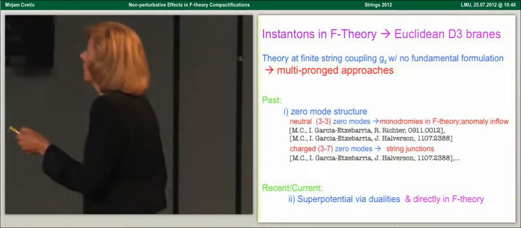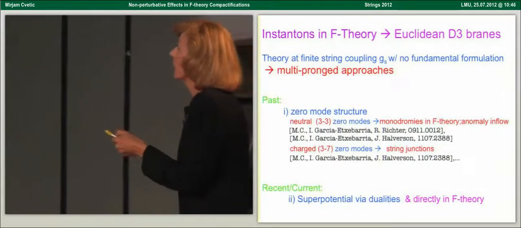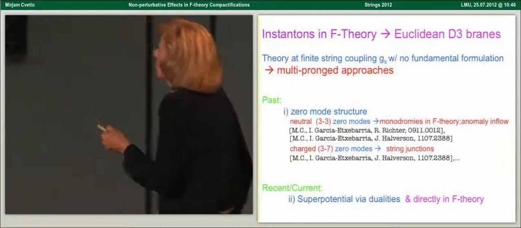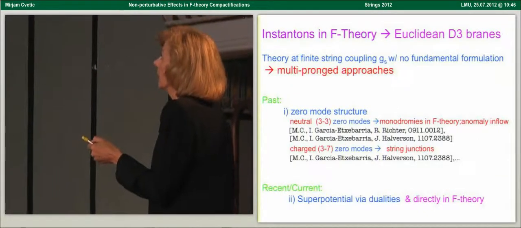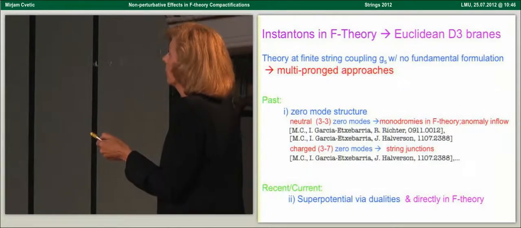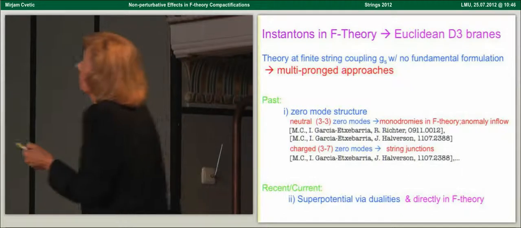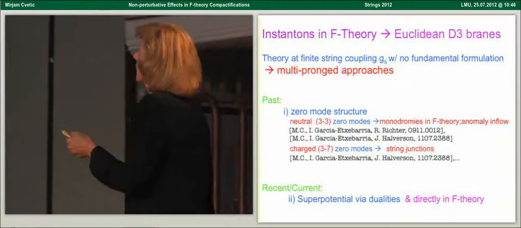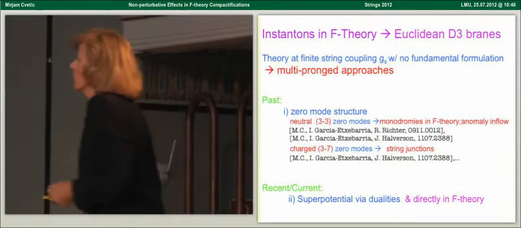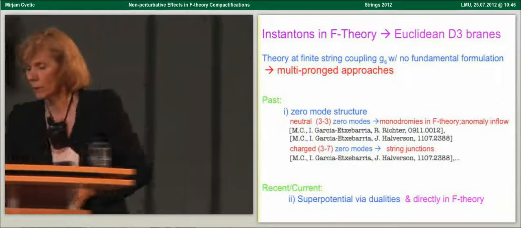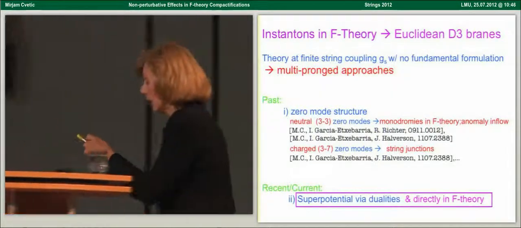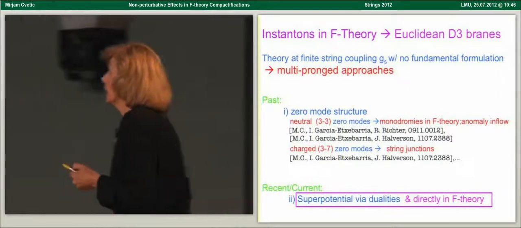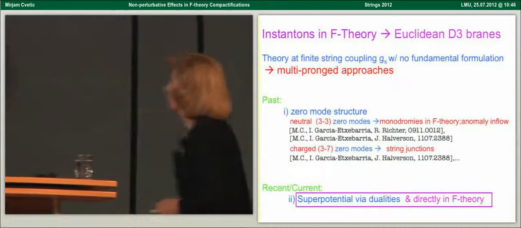And this approach is in some series of papers, in particular with Iñaki Garcia Etxebarria and Robert Richter. We use monodromies to get an idea about the neutral zero modes, but in subsequent works, also with Jim Halverson, we employed other techniques like anomaly inflow and also string junction techniques. But that's not what I want to talk about. I really want to talk about a more recent focus, when we really try to get direct information about properties of a superpotential.